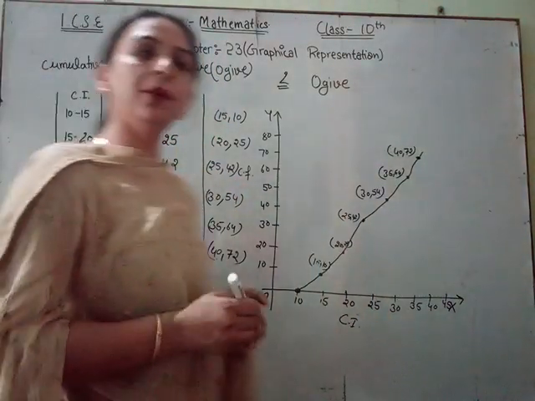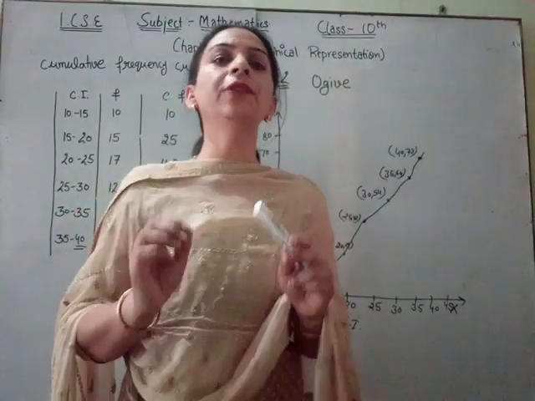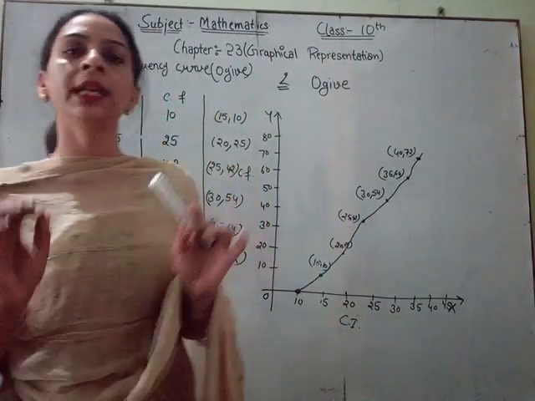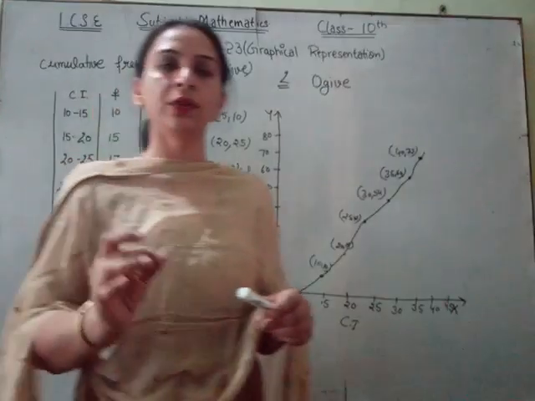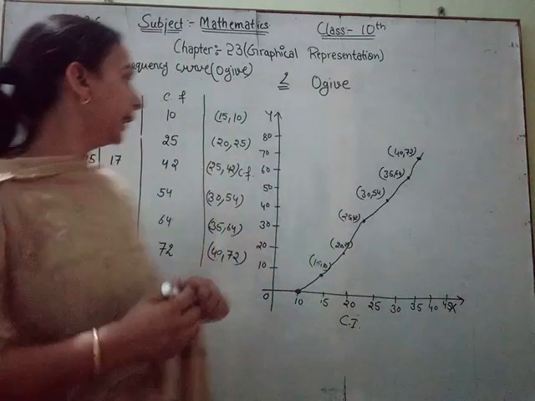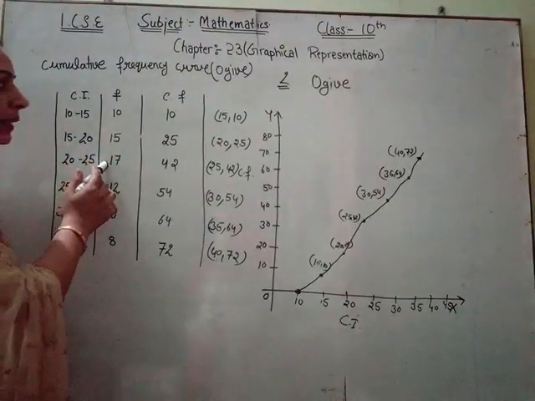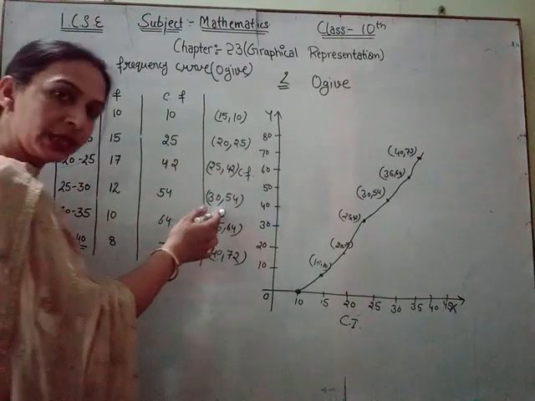Student, with the help of this video, you do your exercise 23. All questions are the same. The full exercise is based on histogram, continuous and discontinuous, and ogive. If there is a discontinuous class interval, first you change it into continuous, then you make an ogive. Okay, student? Thank you.